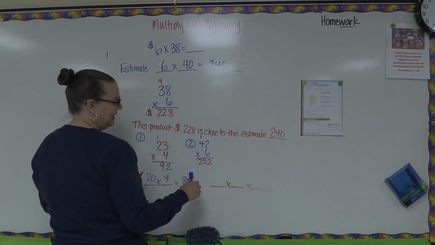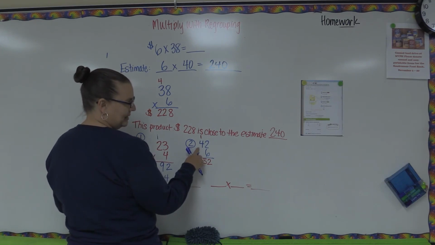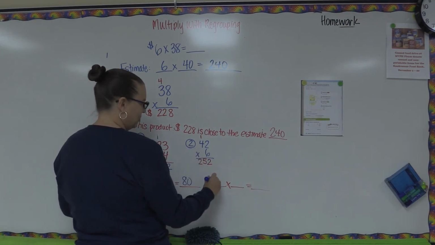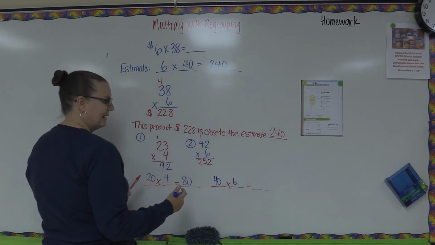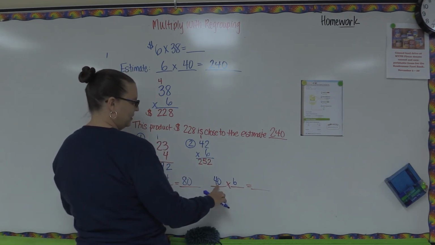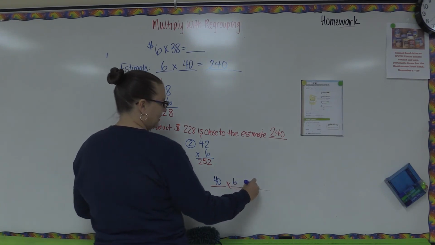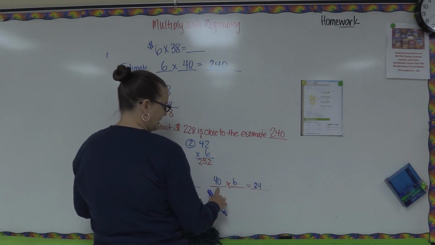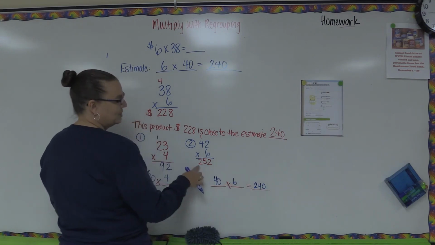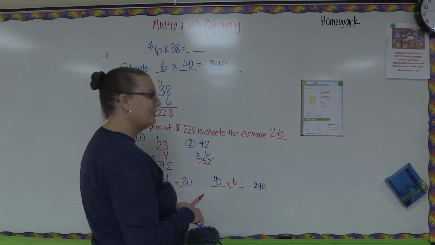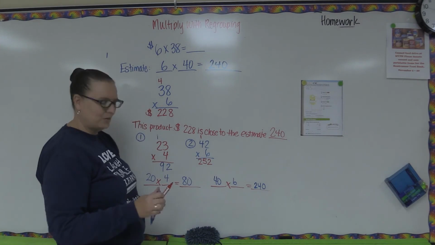Over here, the same thing. The 42, if I rounded to the largest place value, would be 40. I'll keep the 6 the same because we can multiply by that. Do my base problem first. 6 times 4 is 24. The 0 here means a 0 in our answer. 240 is reasonably close to 252. So we know that our answers are reasonable.